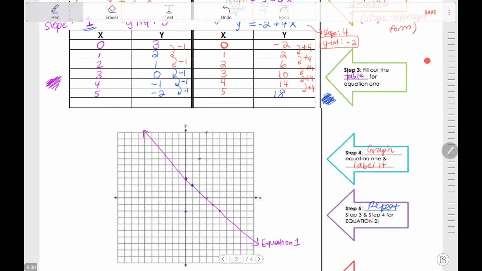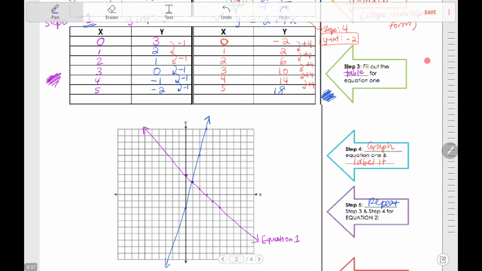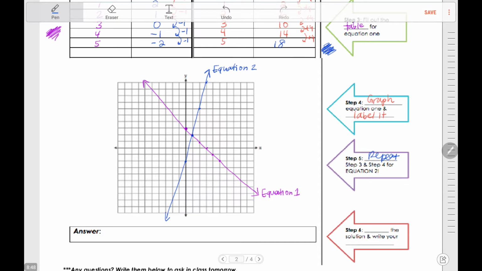10. The rest of the points don't fit, and that's okay. Just connect it with a straight edge, draw an arrow because this line continues forever. And this is my graph for equation 2. Make sure you're labeling it. And very nice, because we see our solution, which is where these lines cross.